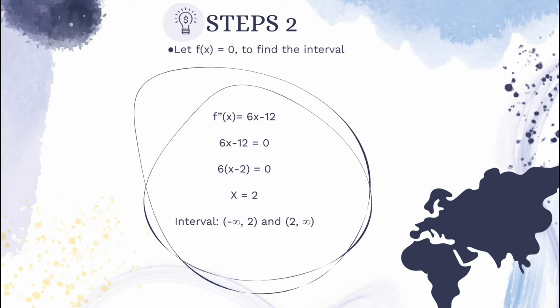Next, the second step is to let the second derivative of x equal to 0 to find the intervals. And then we will get x equal to 2. This means that the intervals are negative infinity to 2, and 2 to infinity.